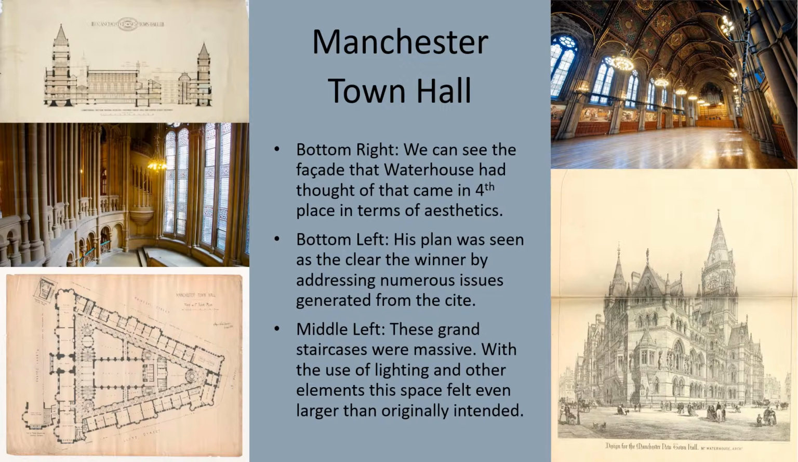Due to the shape of the site, a neoclassical building was not an option for this structure. So it was decided to go with a Gothic aesthetic for the building. Alfred Waterhouse won the competition in 1868 for the new town hall. Although his facade came in fourth place, his design achieved the best functional layout for the town hall, which is ultimately what led the committee to picking his design.